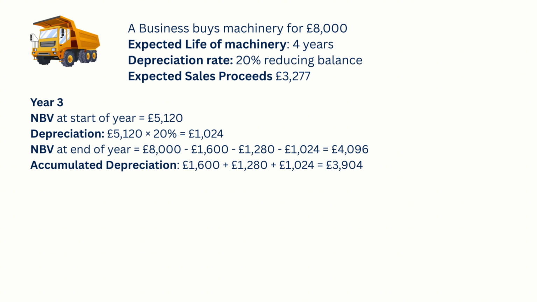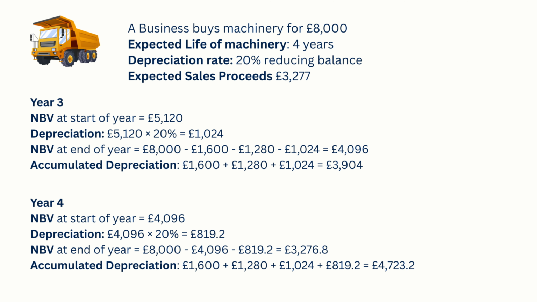Then NBV at end of year 3 is £4,096. Accumulated depreciation is £3,904. Now we reach the final year of the asset's useful life.